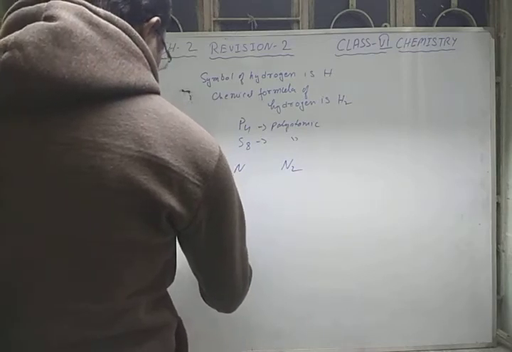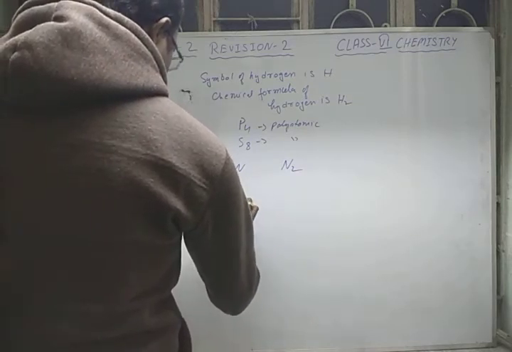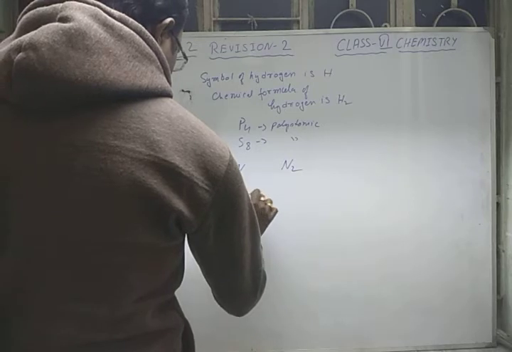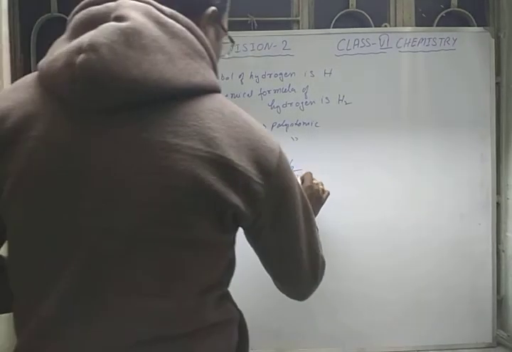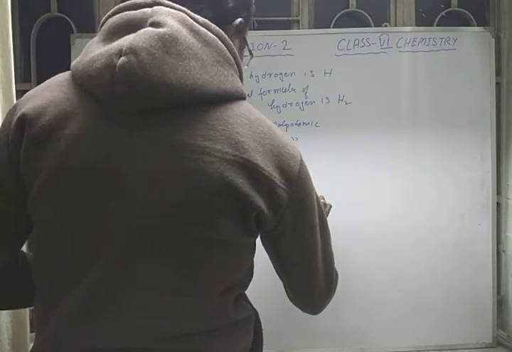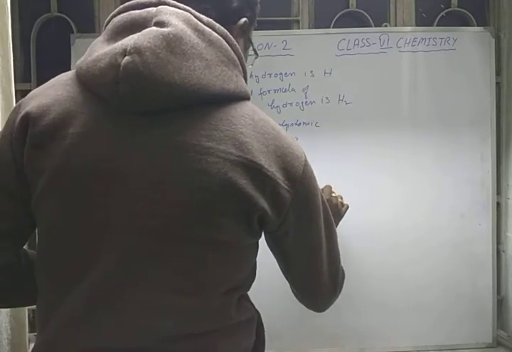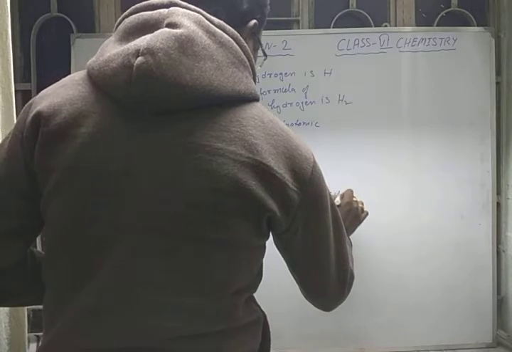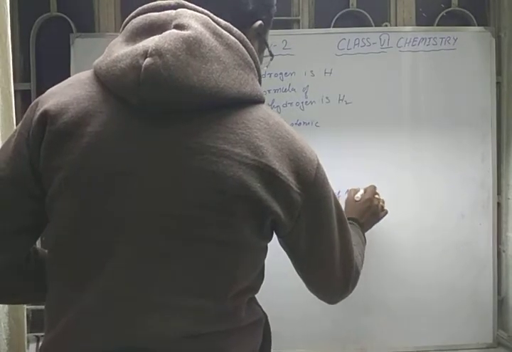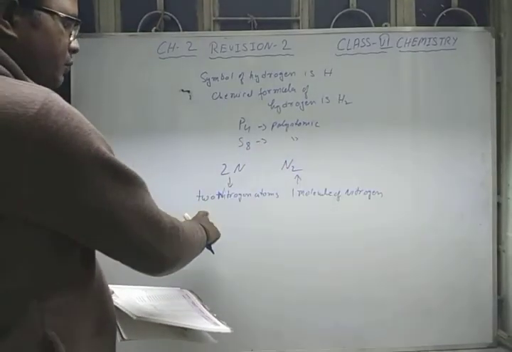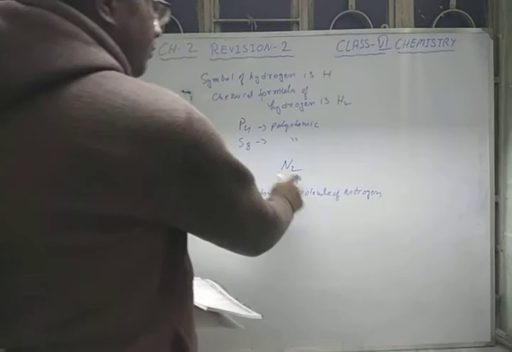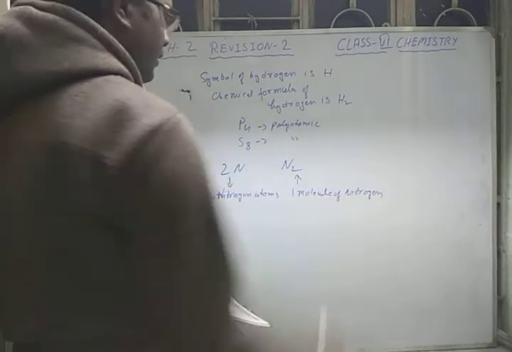So 2N represents 2 nitrogen atoms. Okay, and this N2 represents 1 molecule of nitrogen. So 2N represents 2 nitrogen atoms, whereas N2 represents 1 molecule of nitrogen.